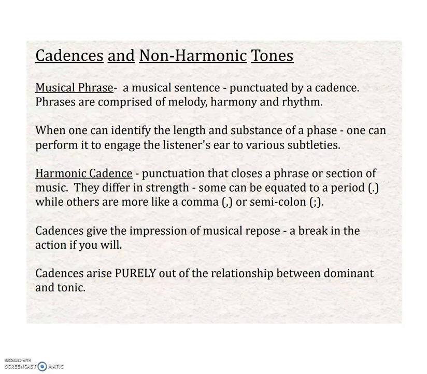to various subtleties. So a harmonic cadence is punctuation that closes a phrase or section of music, and they're going to differ in strengths. Some can be equated to a period, while others may be more like a comma or a semicolon. Cadences will give you the impression of musical repose, a break in the action. Cadences are going to arise purely out of the relationship between dominant and tonic. There's one that will not do that, but generally a cadence is how tonic and dominant relate to one another.